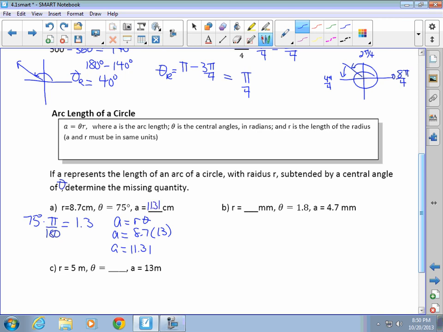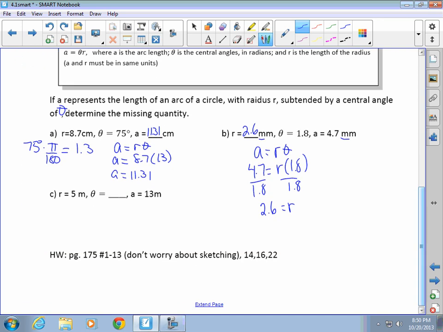For example B, they haven't given me the radius, I need to find that, but they've given me my theta, 1.8, because there's no symbol or unit measurement there, then I know it's radians, and my A is 4.7 millimeters. So these are both in millimeters, so I'm okay. So if I substitute, I have A is equal to 4.7. Don't know my r, but my theta was 1.8. So I divide both sides by 1.8. So 2.6 equals r. So 2.6 millimeters.